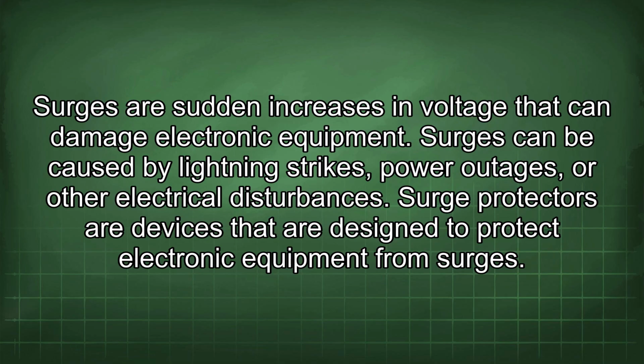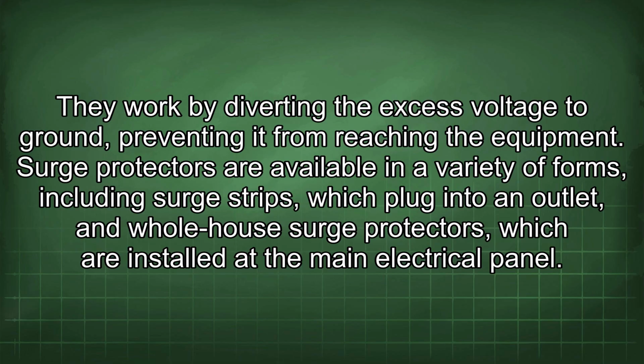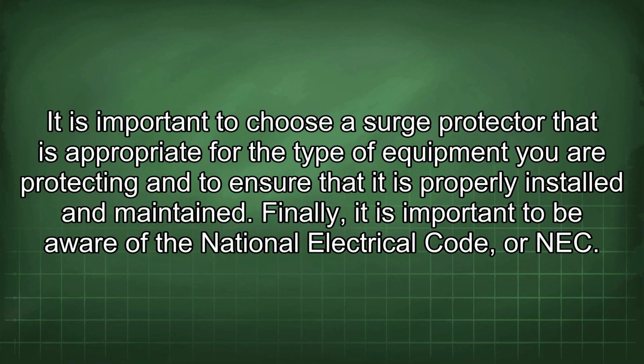Surges are sudden increases in voltage that can damage electronic equipment. Surges can be caused by lightning strikes, power outages, or other electrical disturbances. Surge protectors are devices that are designed to protect electronic equipment from surges. They work by diverting the excess voltage to ground, preventing it from reaching the equipment. Surge protectors are available in a variety of forms, including surge strips, which plug into an outlet, and whole-house surge protectors, which are installed at the main electrical panel. It is important to choose a surge protector that is appropriate for the type of equipment you are protecting and to ensure that it is properly installed and maintained.